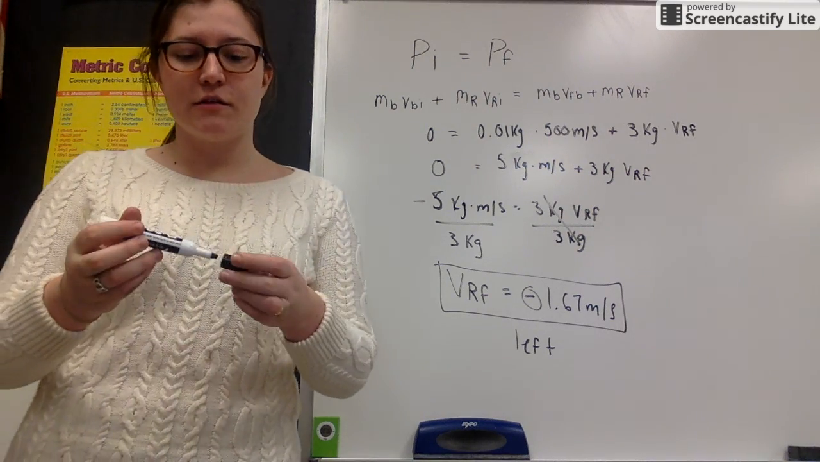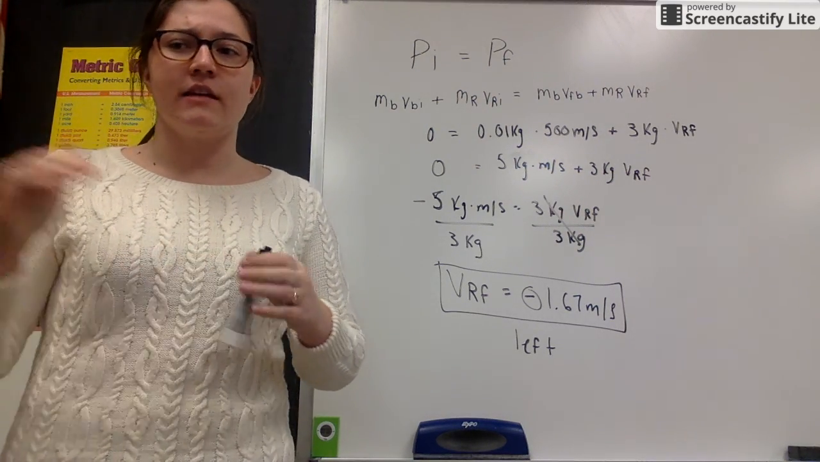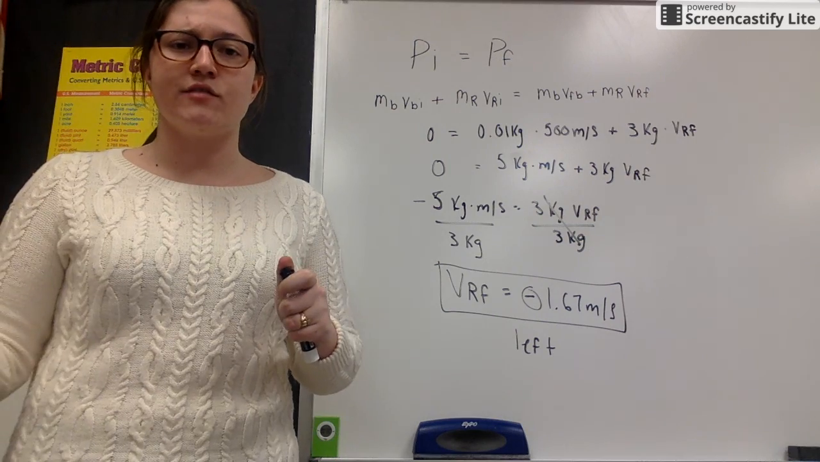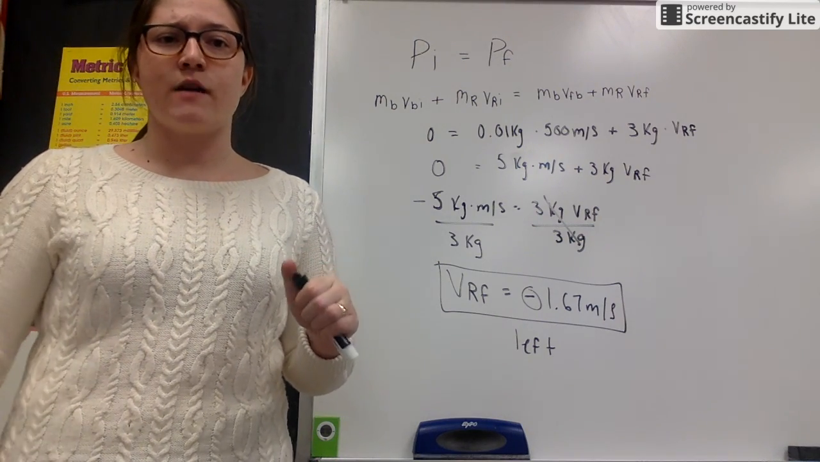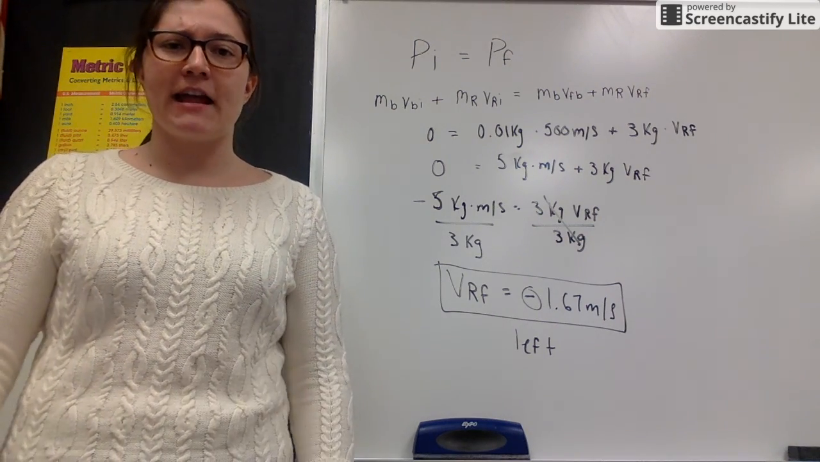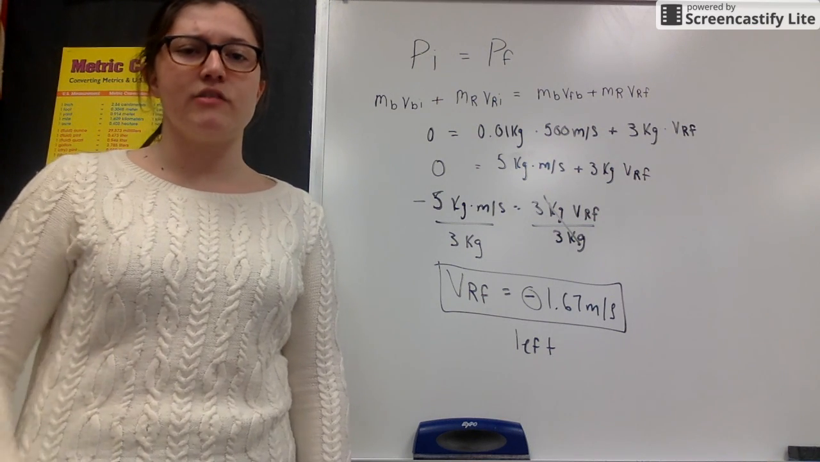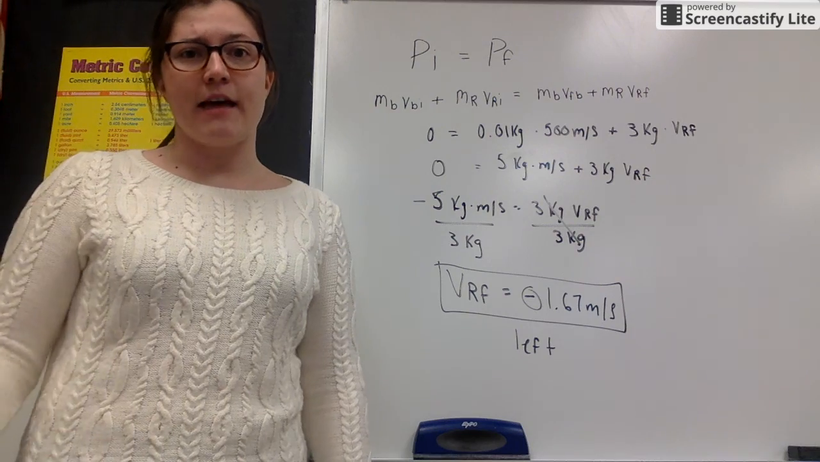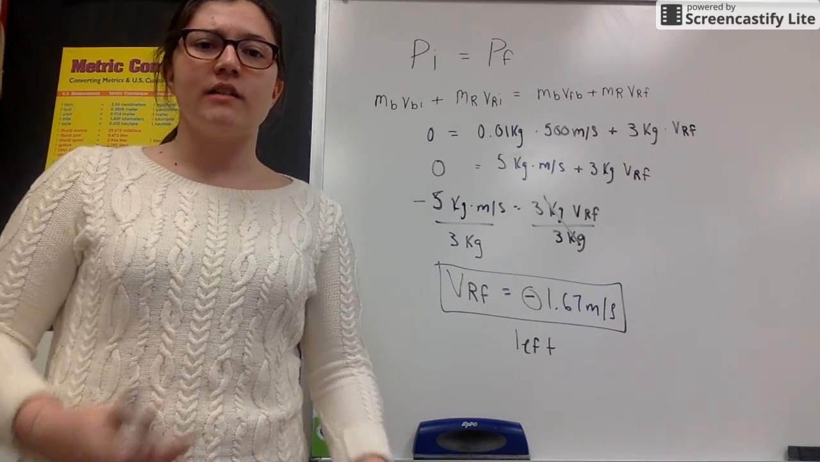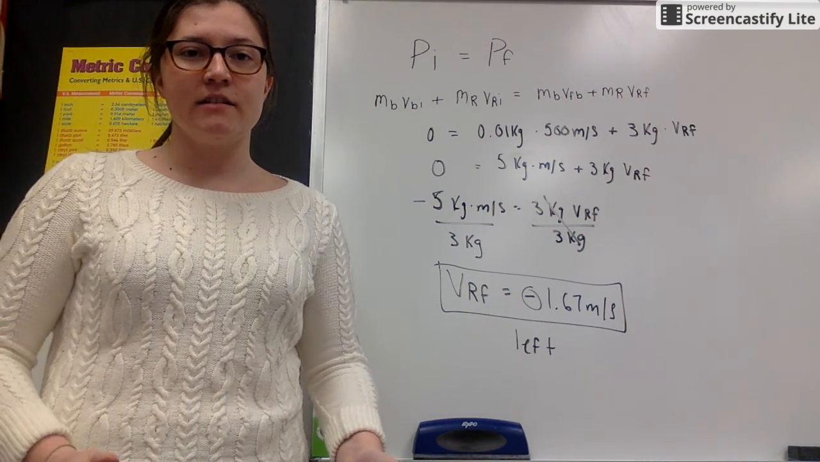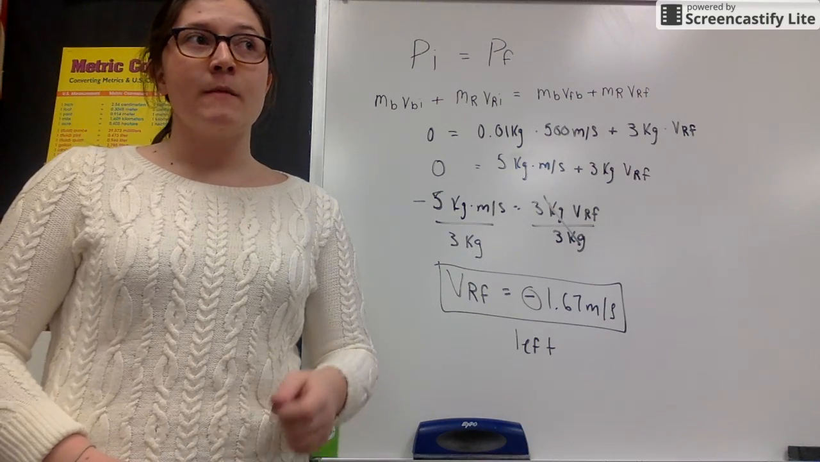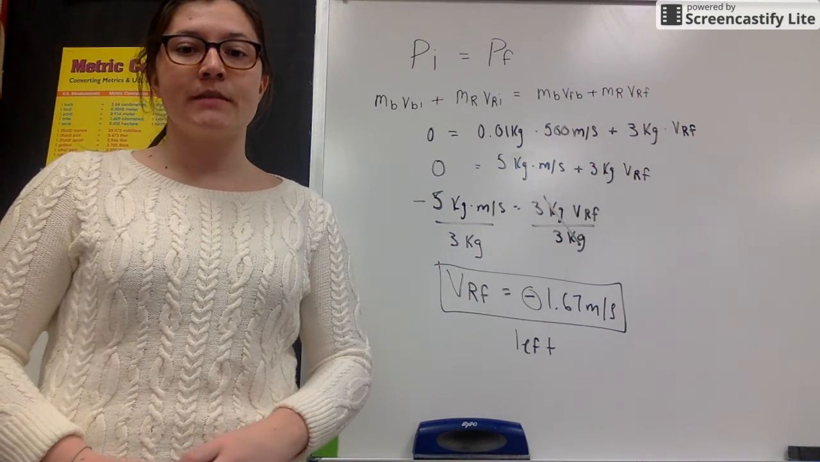Okay, so now what you're going to do is get the conservation of momentum activity from the substitute. On the top of that activity is a link to the simulation in which you're going to complete the lab. Once you're done with the lab, you're going to hand it in, put your name on top, and put it in the big blue thing.